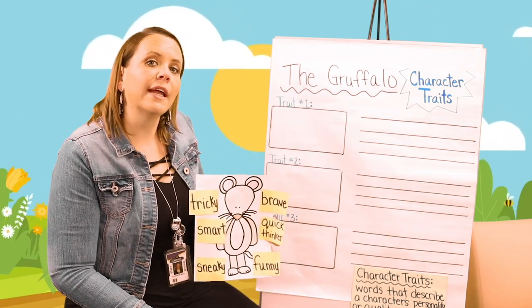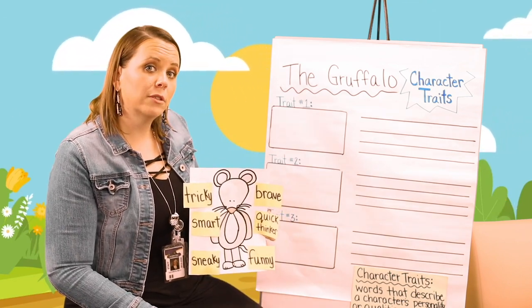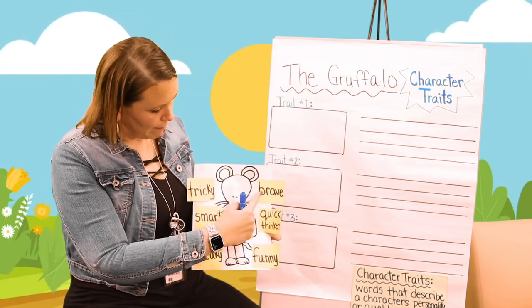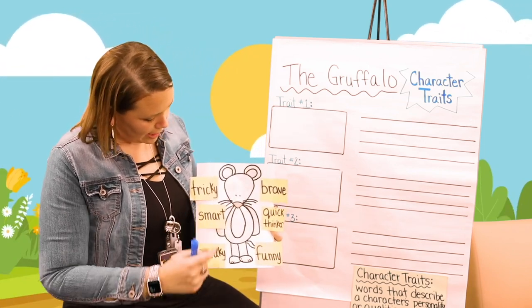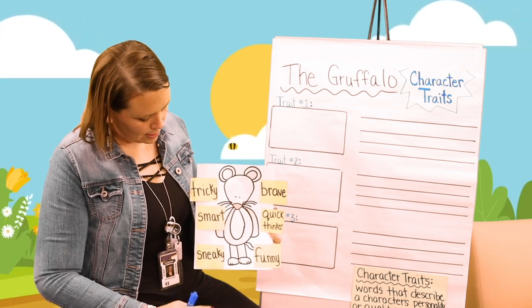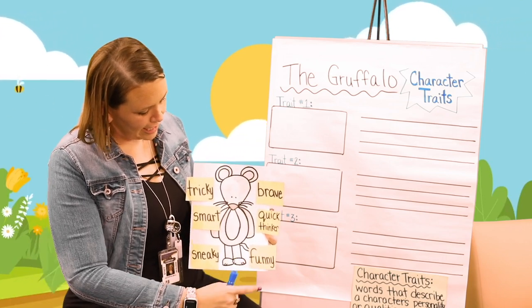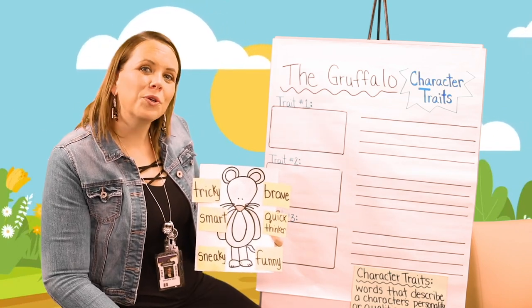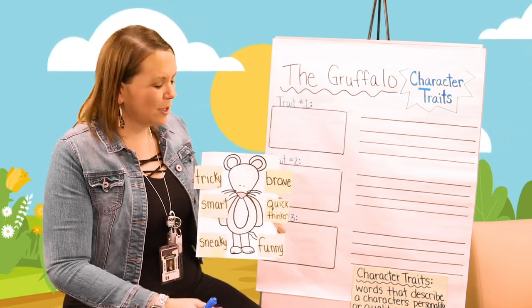Remember, you were to think about how you would describe the mouse while we were reading? So what I did is I took some words that I thought described the mouse. We have tricky, smart, sneaky, funny, a quick thinker, and brave. Do you agree with those? I thought they were good too.